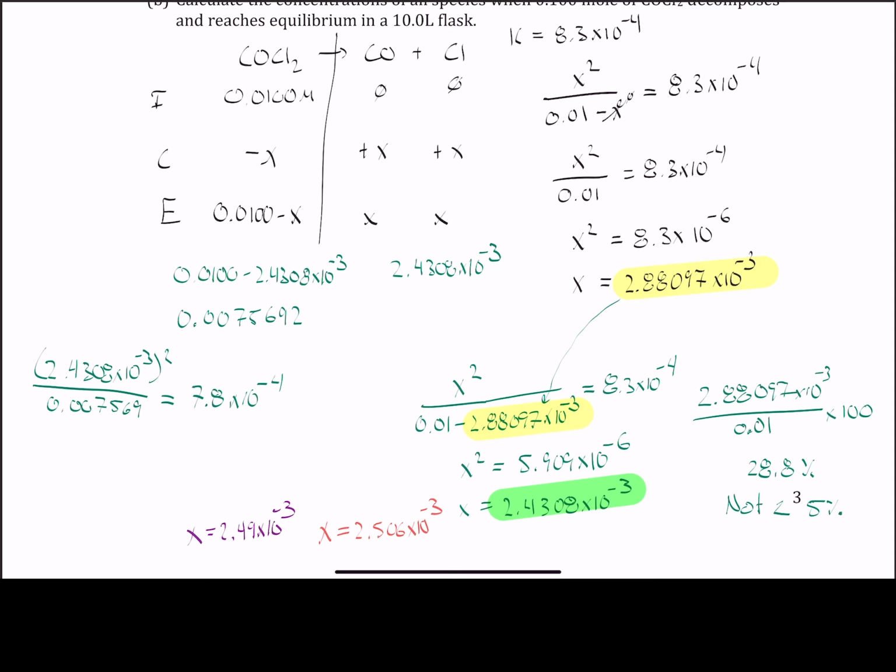Is your x not right? It's pretty close. I mean, 7.8. If I do the red, that comes out to 8.3 times 10 to the negative 4.